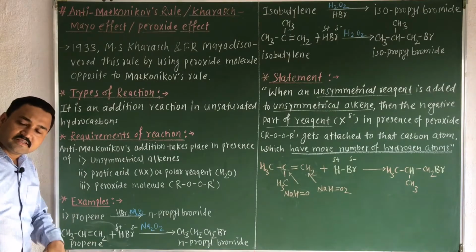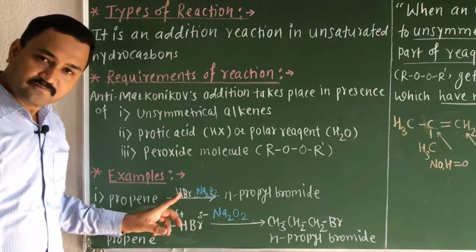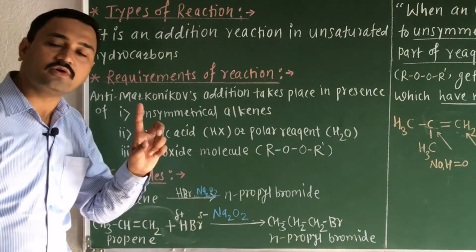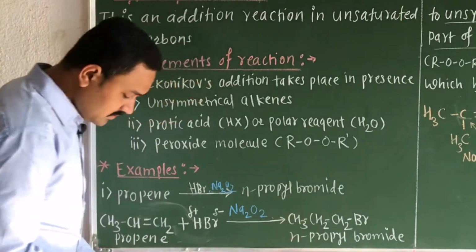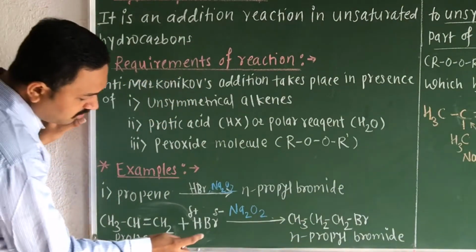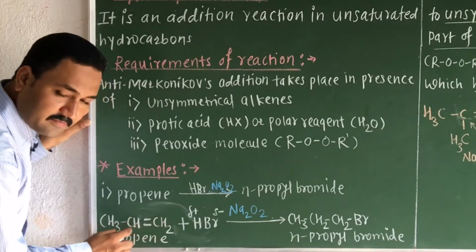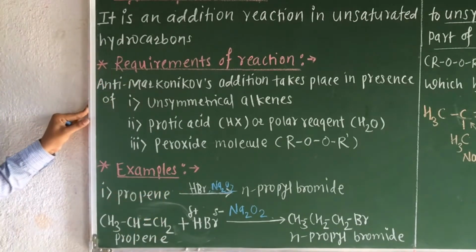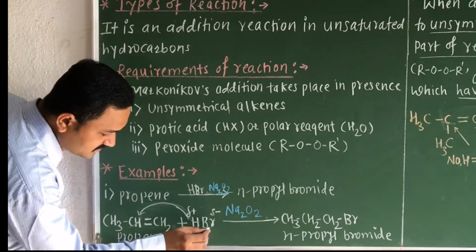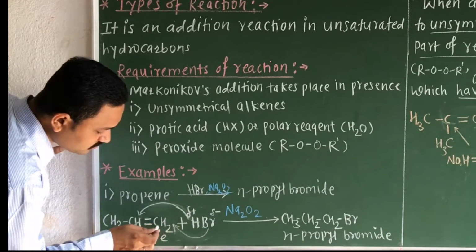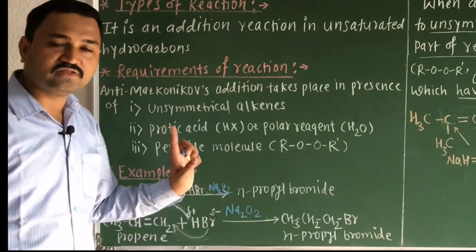Now let us consider the example for anti-Markovnikov addition. Propene, when treated with HBr, a polar reagent, in the presence of sodium peroxide, gives n-propyl bromide. I have written this reaction here. Now remember, here the addition of the polar reagent, that is HBr, takes place across this carbon-carbon double bond. Now how does this addition take place? This hydrogen atom is added to the CH group, and this bromine is added to the CH2 group of propene, and we will obtain n-propyl bromide as a product in the first reaction.